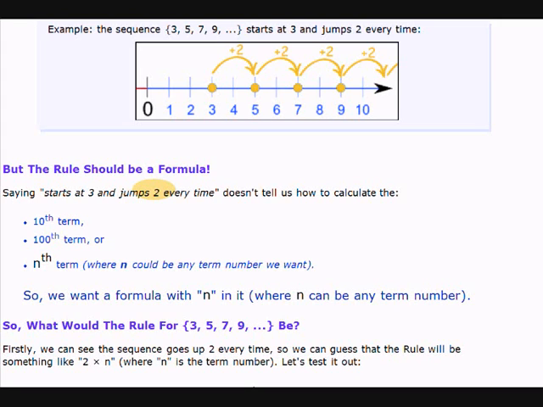And for that matter, in short, we could call it the nth term instead of saying 10, 11, 12, any number. The generic, universal way of saying it is nth term, where n could be any term we want. So if we say n, it could be anything. It applies to the 2nd, 3rd, 4th position, anything, right? So to depict that, we need a formula with n in it, where n can be any term number.